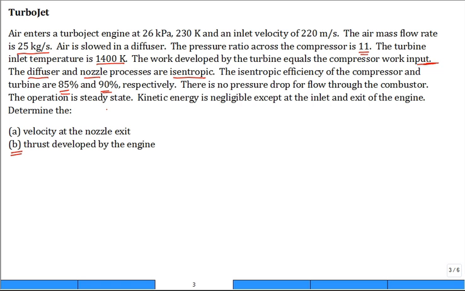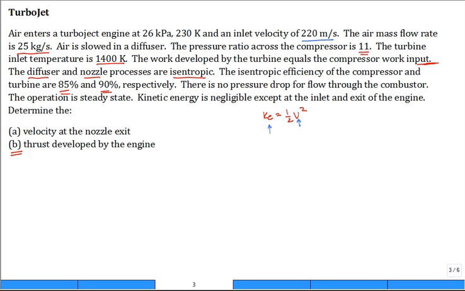Added complexity: there's no pressure drop for flow through the combustor, so that's a standard assumption. It operates at steady state. Kinetic energy is negligible except at the inlet and at the exit, because the specific kinetic energy is 1/2 V squared. And we're trying to get the velocity at the exit to be as high as possible, so don't neglect the kinetic energy at the exit. Similarly, they give you 220 meters per second, so it has some inlet kinetic energy coming into the engine.